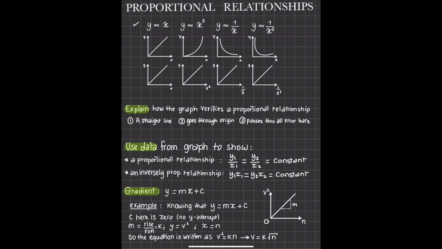Alright, and that's the whole point of linearization. We're trying to take the curve, change the x-axis or the y-axis, the quantities, and produce a linear proportional relationship. Okay, now you will be asked to explain how the graph verifies a proportional relationship.